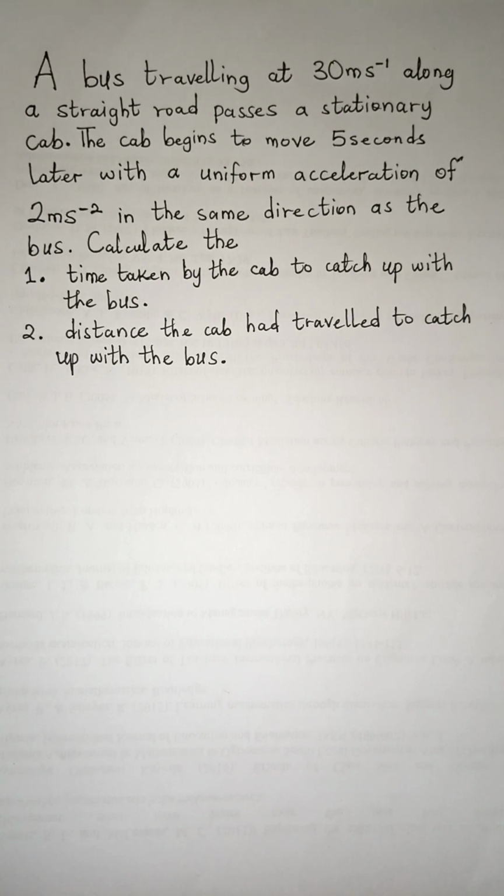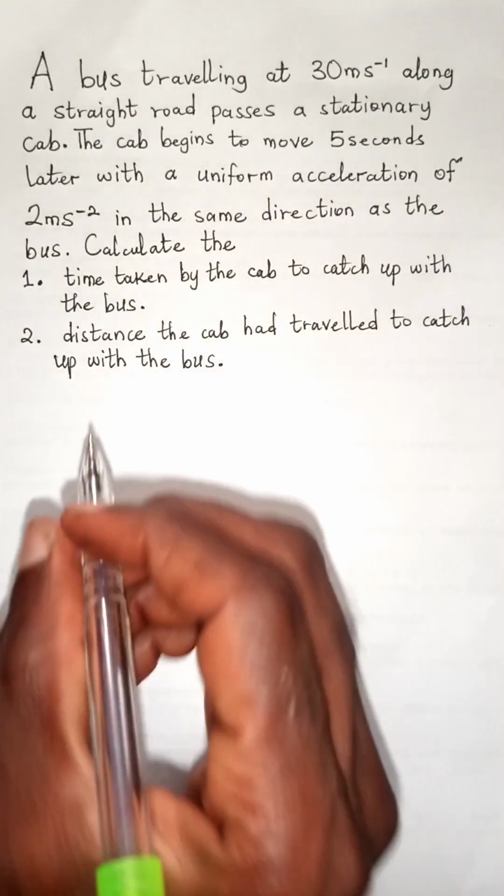To solve this problem, it's a linear motion problem. To solve it, we are going to have to divide the motion into two, talking about the motion of the bus and the motion of the cab. So starting with the motion of the bus, that one is also in two parts. The bus had traveled a certain distance in the first 5 seconds before the cab began to move. Then, when the cab begins to move, the bus had also traveled a certain distance before the cab eventually caught up with it. So dividing the motion into two, we can start by saying motion of the bus.